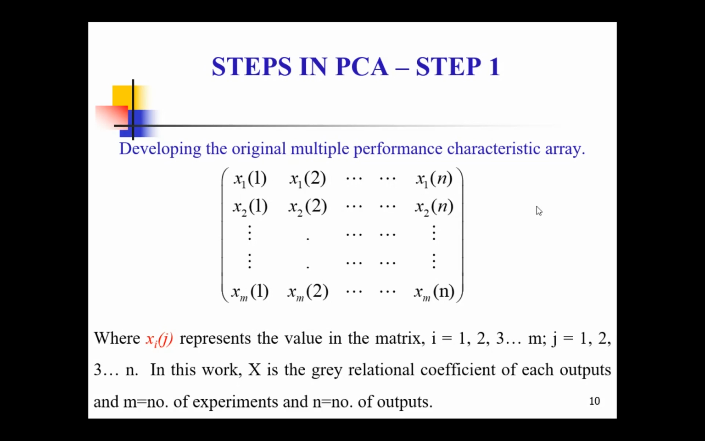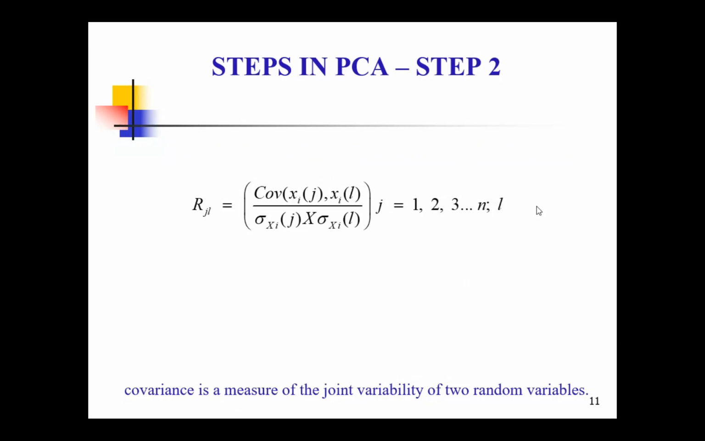The n is the number of outputs. For example, if I am going to have 3 outputs, then x1 of 1, x1 of 2 and x1 of 3. So 3 outputs I am going to put in a matrix form.